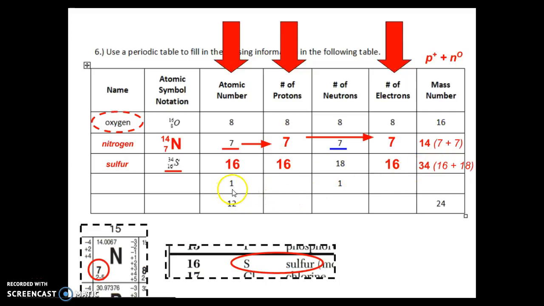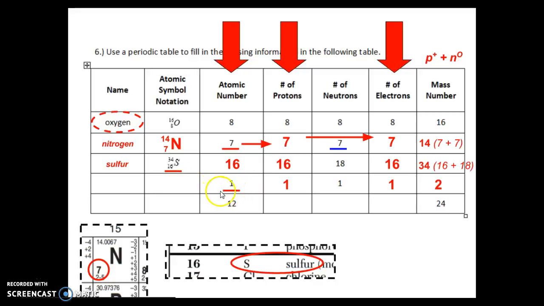Next one, they give us the atomic number right here. So we can immediately say, oh yeah, that means there's 1 proton if the atomic number is 1. And if there's 1 proton, there must be 1 electron because protons have to equal electrons. And now, next up, we can say that, oh yeah, the protons plus the neutrons, the 1 proton plus 1 neutron gives a mass number of 2. So that's by definition what the mass number is.